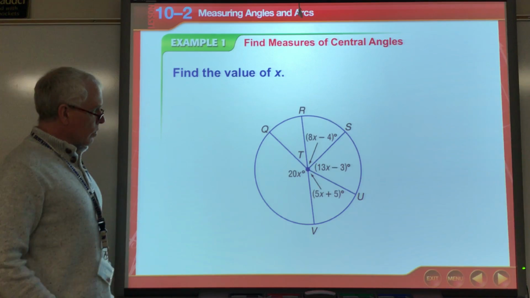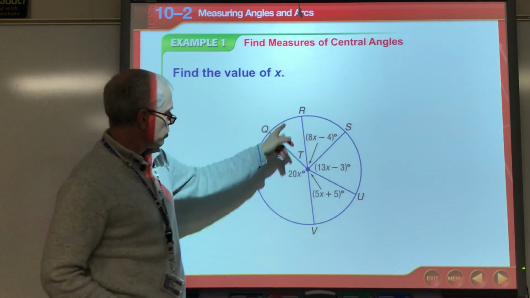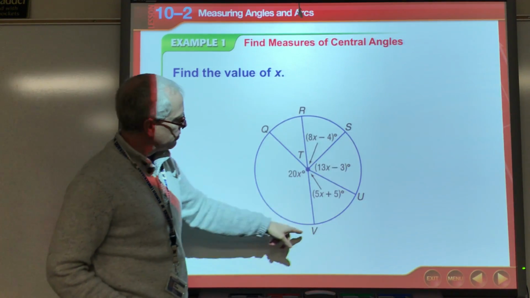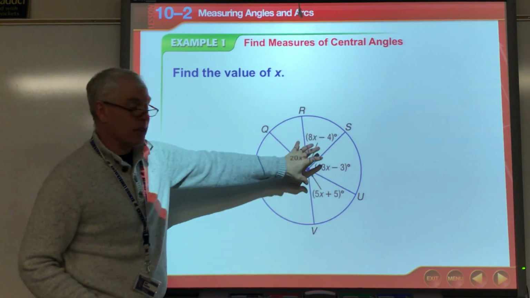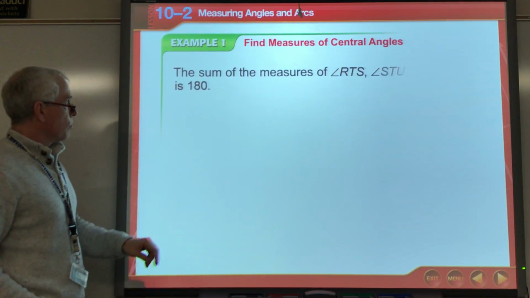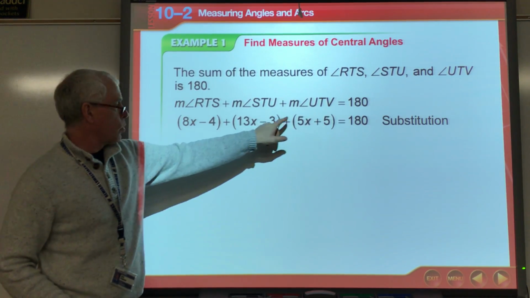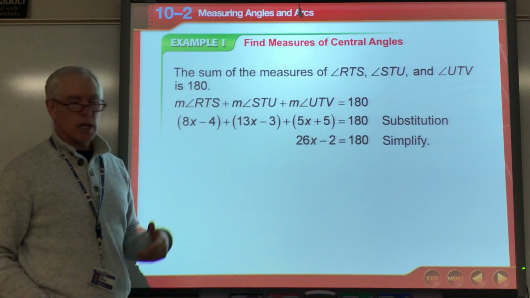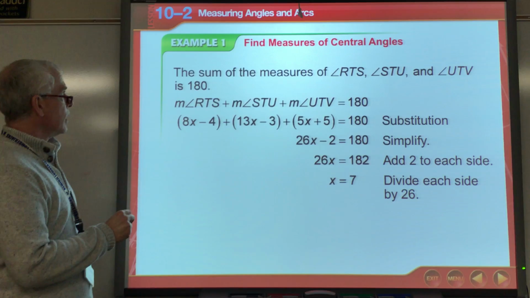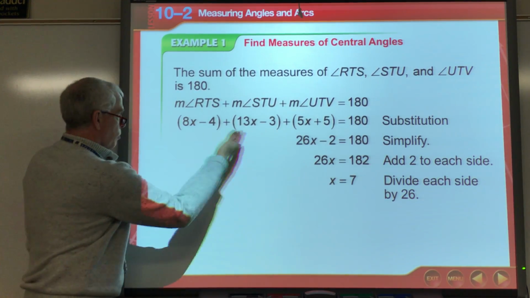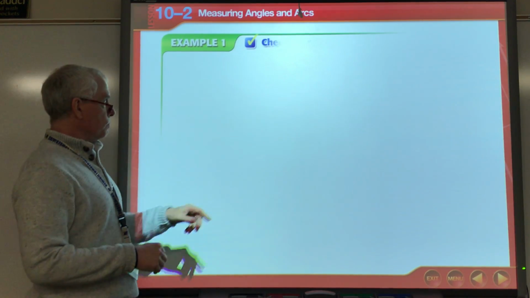So in here, find the value of x. Okay, right here, r to v is a diameter, which means this is a semicircle from r to s to v. And so all of these central angles have to add up to 180. So I'm going to just add those expressions together and set them equal to 180, okay? And so simplifying a little bit, 8 and 13 is 21 and 5 is 26x minus 2. The rest is pretty straightforward algebra. Add 2, divide by 26. So x is 7. If I need to find any of the angle measures, I can put the 7 back into those expressions, but they just asked me for x here, so I'm good to go.